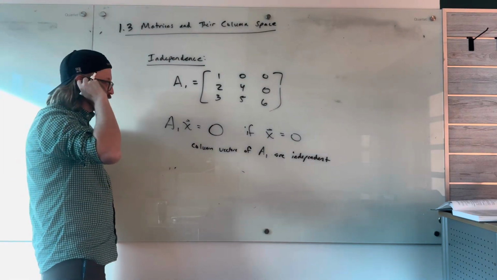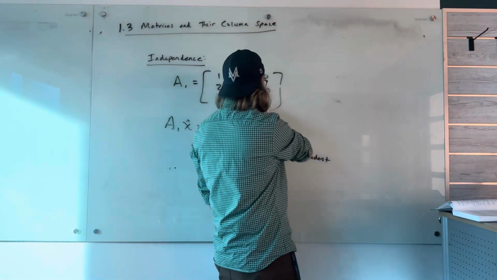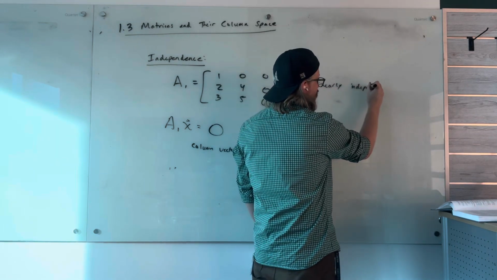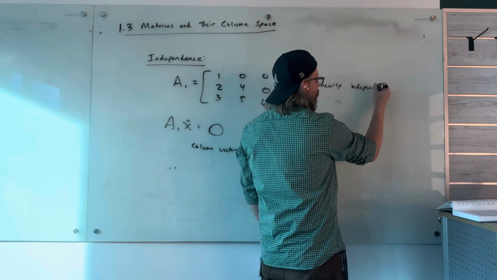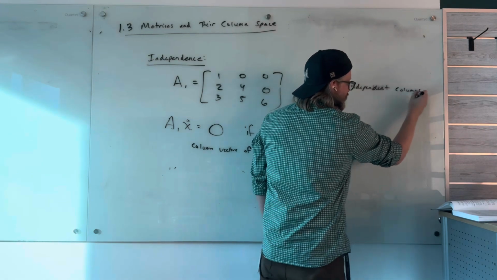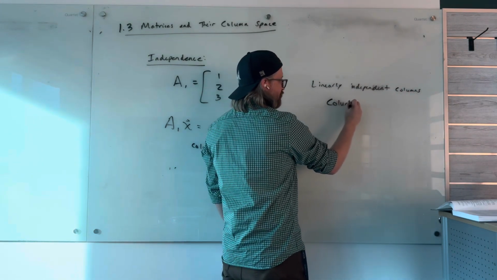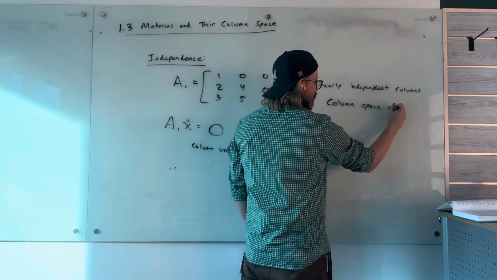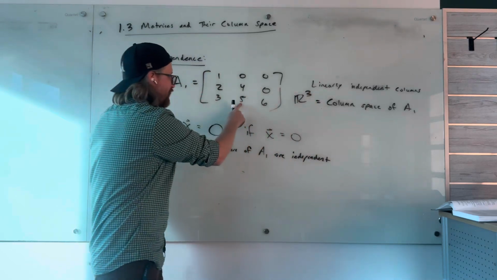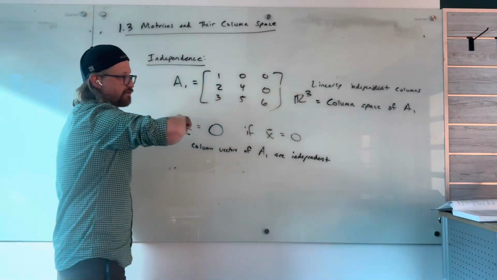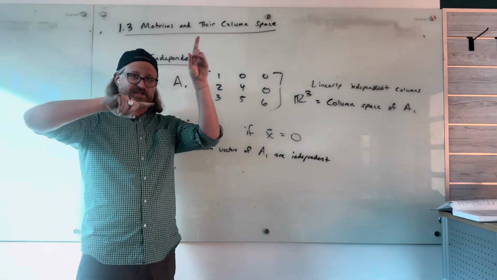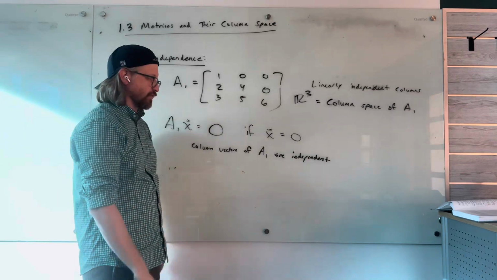Now, a couple of things that we can say with this. Because these are three linearly independent columns, then these three columns are the column space of A1. And this column space is R3, because every combination of these three vectors would create the entirety of the third dimension. In other words, I can get to every single point. It covers the entire space of R3.